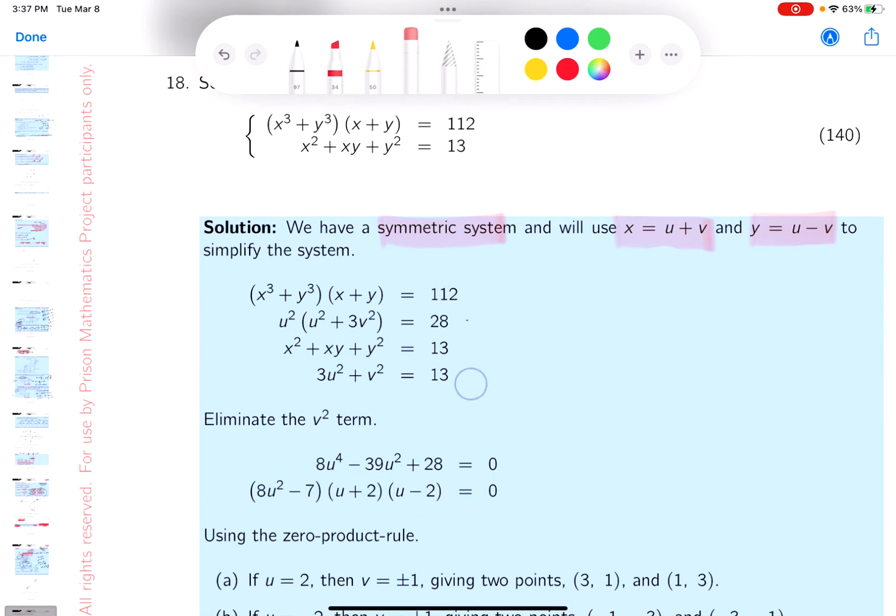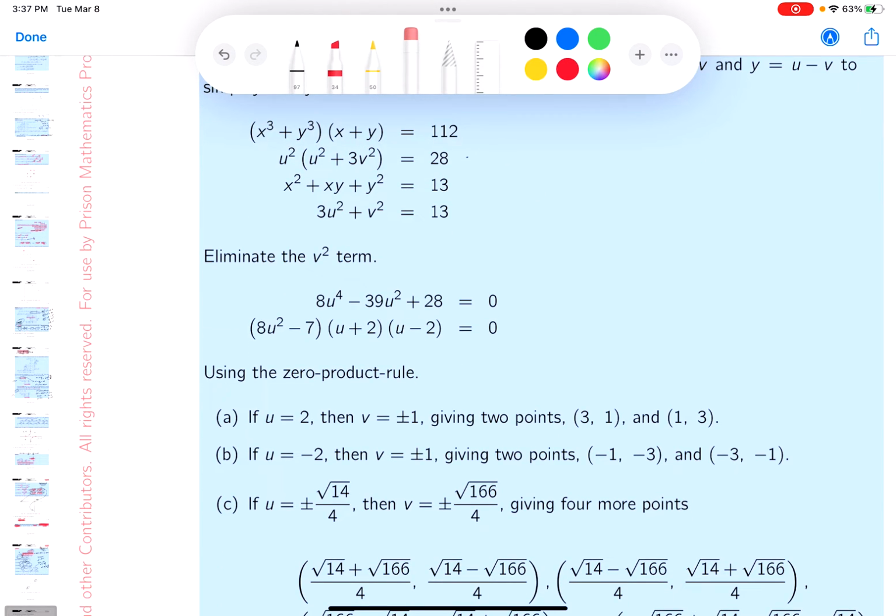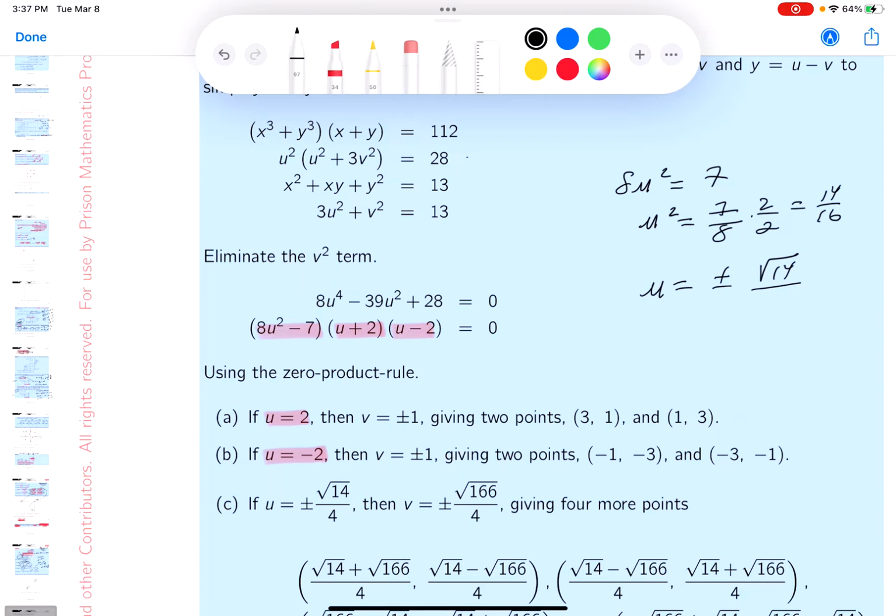All right, and then what I'm going to do now is, well, I got to do something, and what I'm going to do is just let what's the u? Well, the u could be 2. The u could be minus 2. The u could also be something related to this over here, which means 8u squared is equal to 7, or u squared is 7 over 8. I can multiply top and bottom by 2, by the way, and that's 14/16. So what do you get over there? U would be plus or minus the root of 14 over 4.